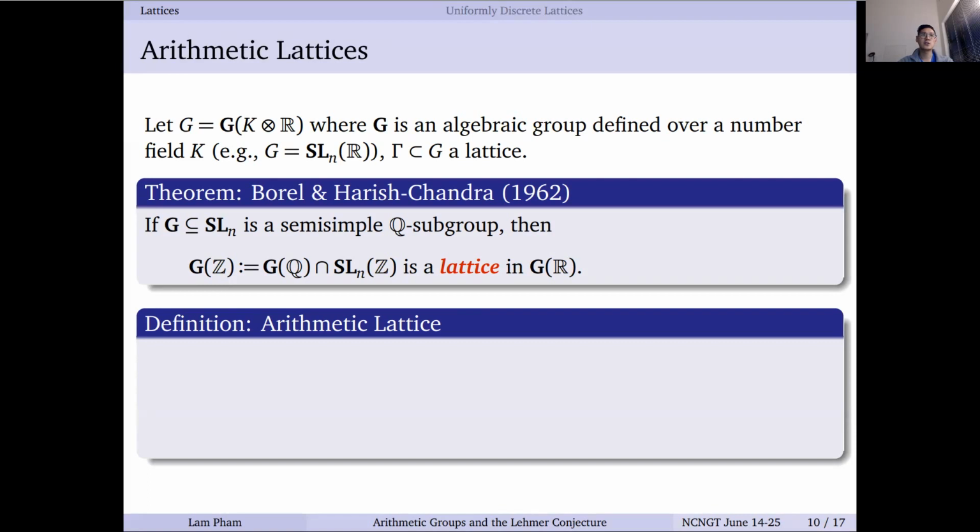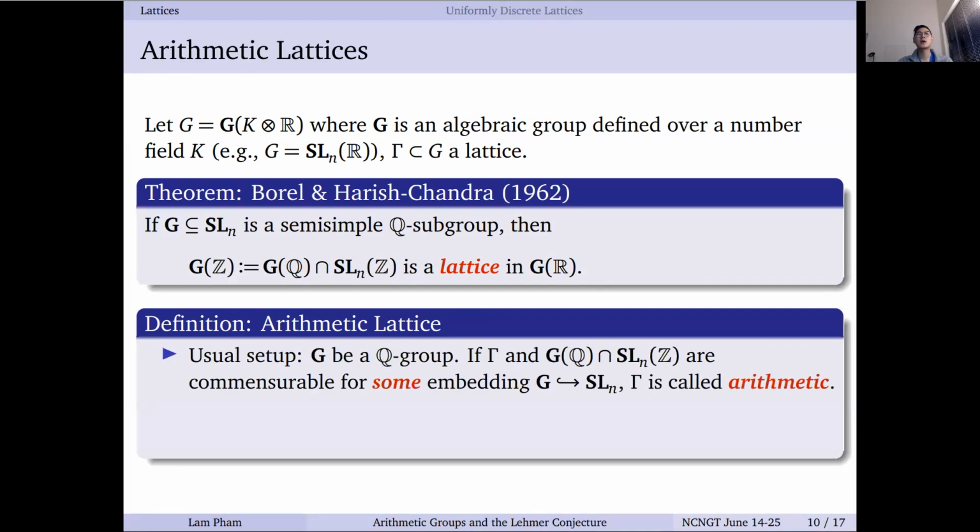So here is going to be our general definition of arithmetic lattice. If we have a Q group G, and we take G(Q) intersect with SLN(Z), so G(Z), if we have gamma inside some Lie group, and gamma and G(Z) are commensurable for some embedding of G inside SLN, then gamma will be called arithmetic. So commensurable means that the intersection is finite index in the original groups. So they are, to a certain extent, of similar sizes.